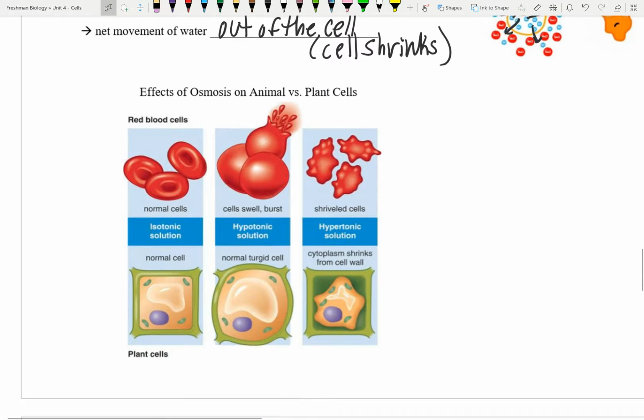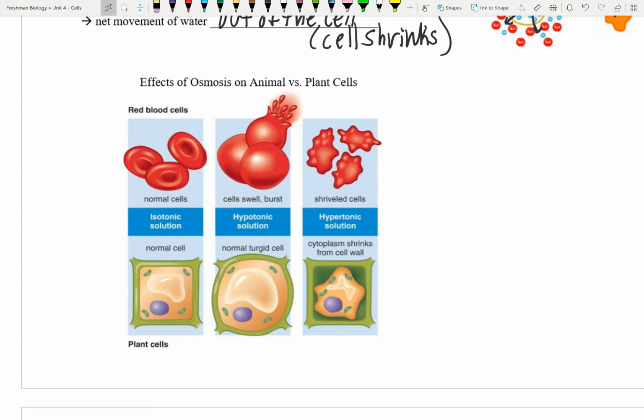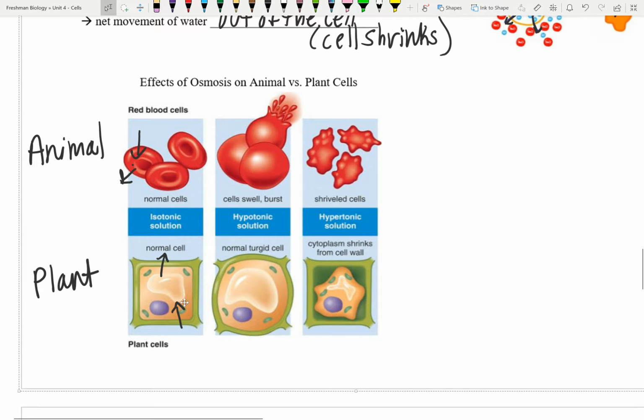And so because of that, you have, this is a picture of a red blood cell here, equal water moving in and out of your red blood cells at all times. At the top here, we have a visual for what happens with animal cells. And then here we have a visual for what would happen with plant cells. Plant cells, when they're in an isotonic environment, also have equal amounts of water moving in and moving out, and so they would stay the same size.